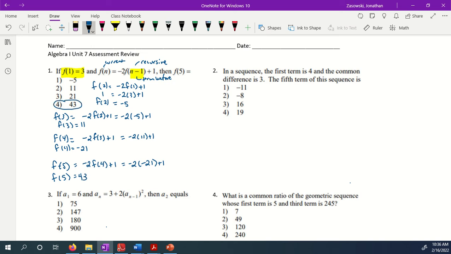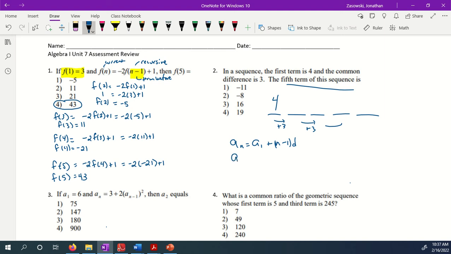Number 2, right next door, in the sequence, the first term is 4, the common difference is 3, and we want the fifth term in the sequence. So we can either say to ourselves, okay, I want to know the fifth term. I start at 4, and then I'm just going to add 3 multiple times in order to get there, and we can figure it out this way. Or we can use our a sub n equals a sub 1 plus n minus 1 times d formula. So your call. Okay, we'll walk through this one since we're getting used to these formulas.